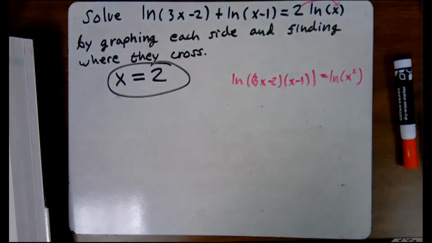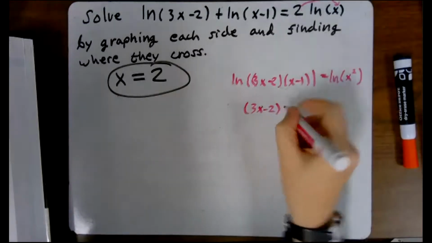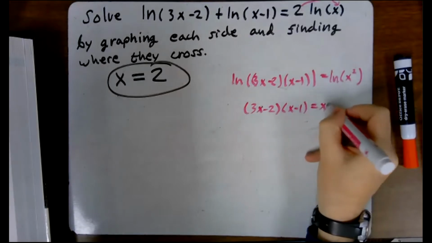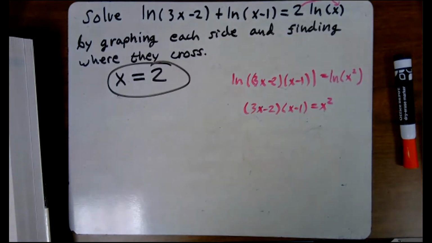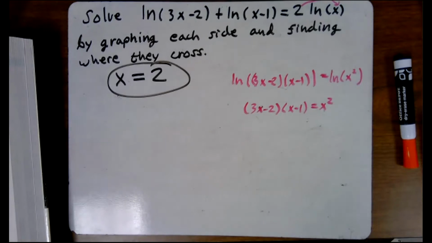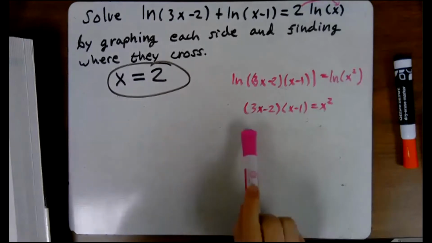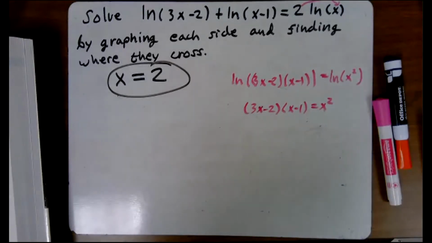Well, now we can use the one-to-one property. And now we would have 3x minus 2 times x minus 1 equals x squared, which is a quadratic. At least I believe it's a quadratic. Yeah, it's a quadratic. So this would give us a quadratic, so we could tackle this with the quadratic formula, among a number of other things. But that would involve a lot of distributing, and it would be a little bit ugly. It wouldn't be that bad. It would be doable. But it's so much faster just to graph each side and call it a day.